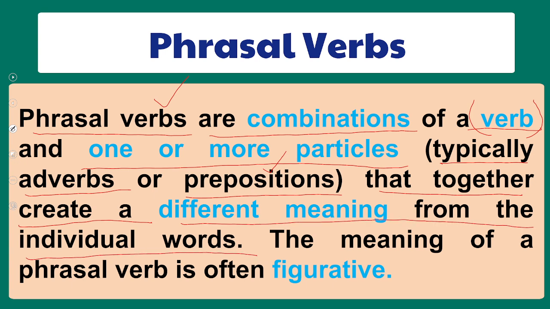So phrasal verbs are actually the combination of verbs with prepositions or adverbs, and when they attach with a preposition or adverb, they create a different meaning from the individual word. When they work individually as a verb, they have one meaning, but when they attach with a preposition or adverb, they have a different meaning. So such combinations are called phrasal verbs.